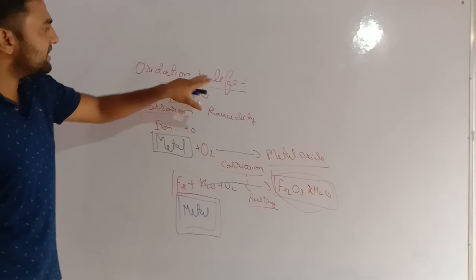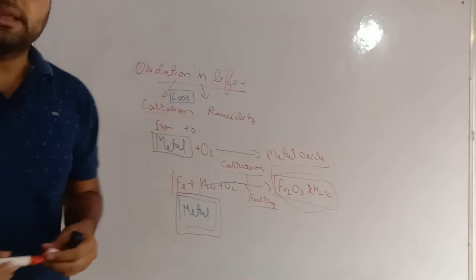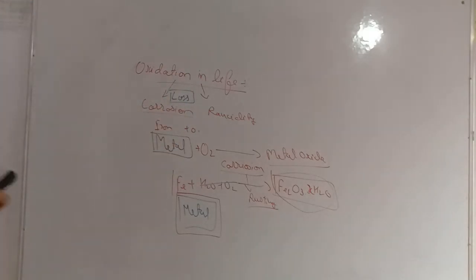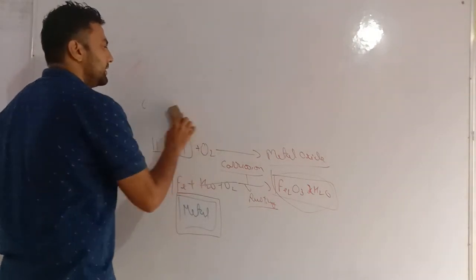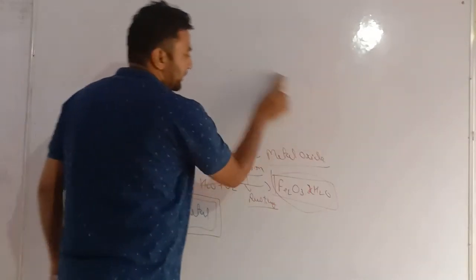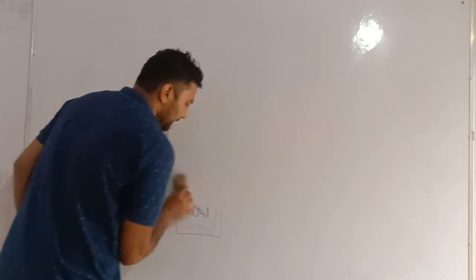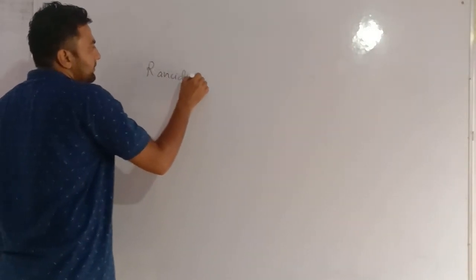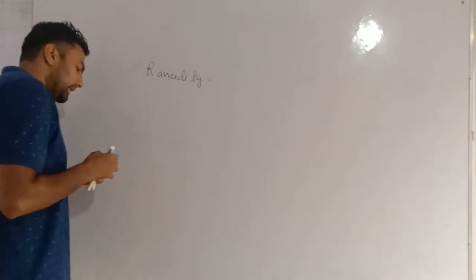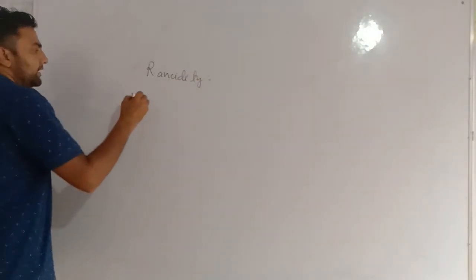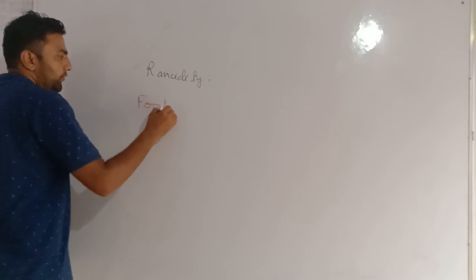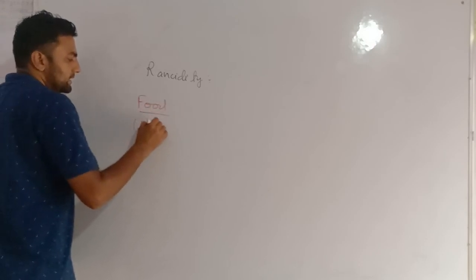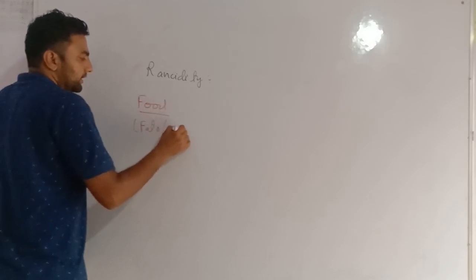So oxidation in life, first one is corrosion and another one is rancidity. What is rancidity? So my dear students, food contains many things in it, and in many foods, oxygen reacts with them. Let's see what is rancidity. See my dear students, food contains fats and oils in it.